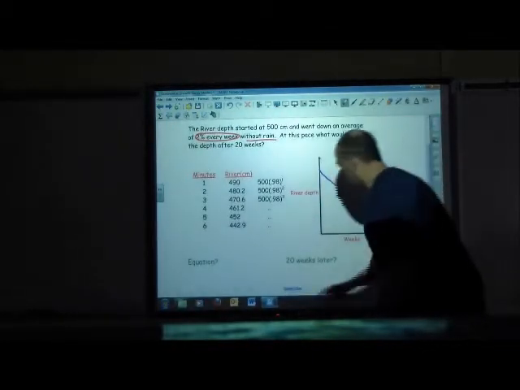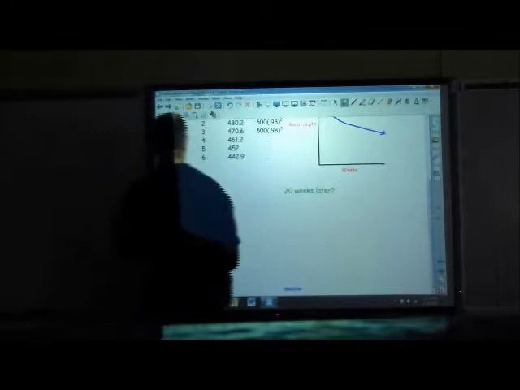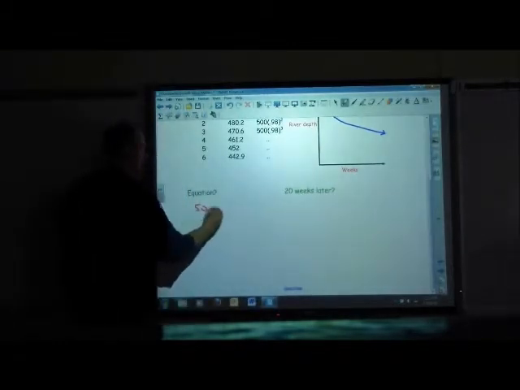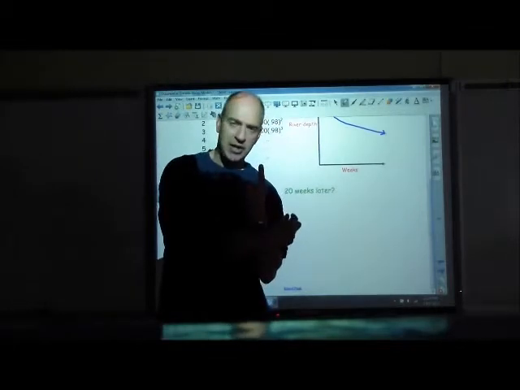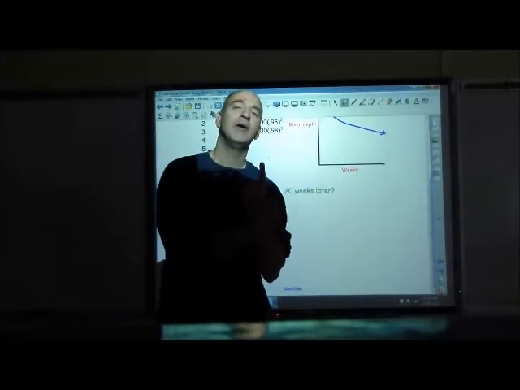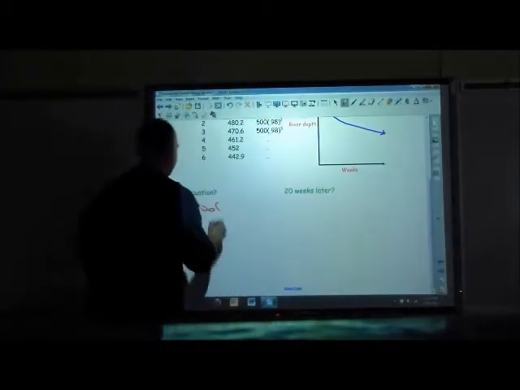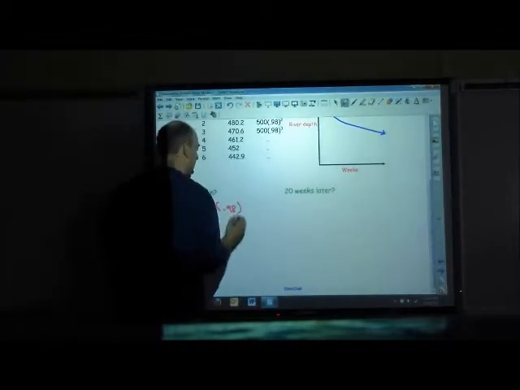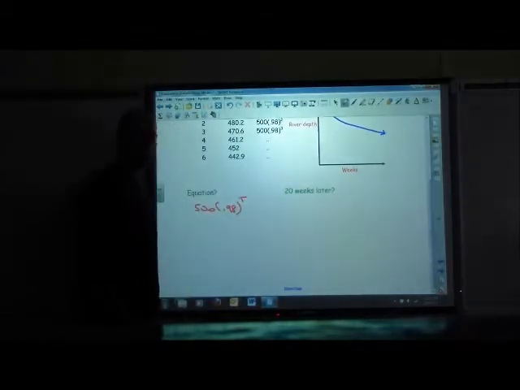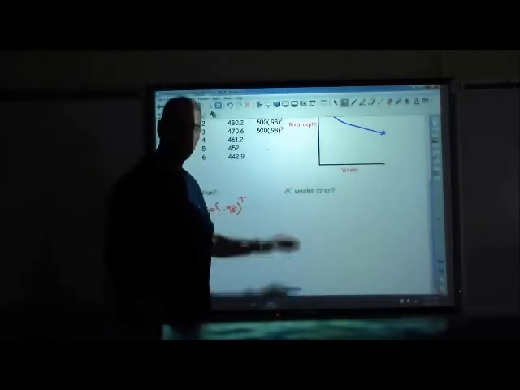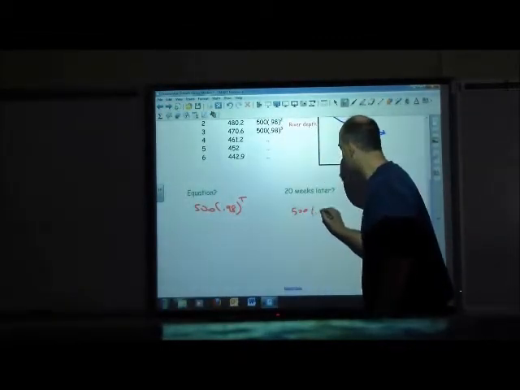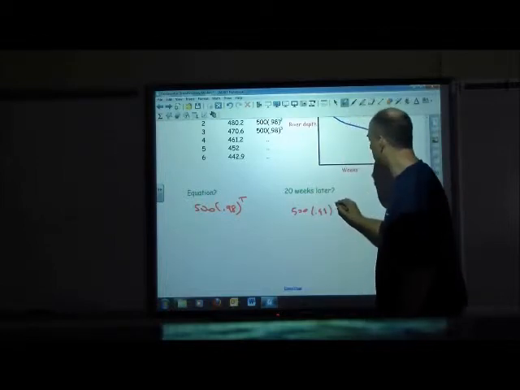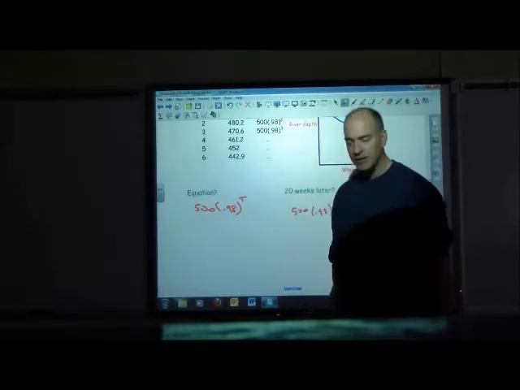So let's see if we can make an equation for that. The starting point of that river was 500. It's going down 2%. So 1 minus 2%, minus 0.02, 0.98. And then of course it'll be to the power of time. Now this is a week by week deal. So we are going to have 500 times 0.98 to the 20th power. Okay?